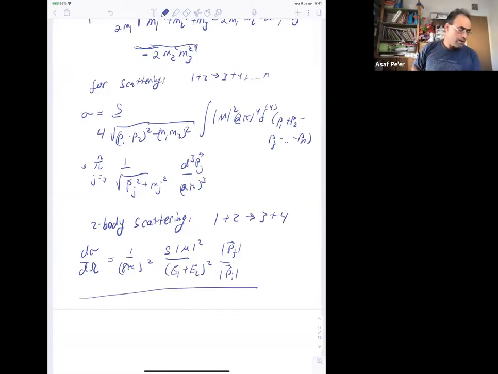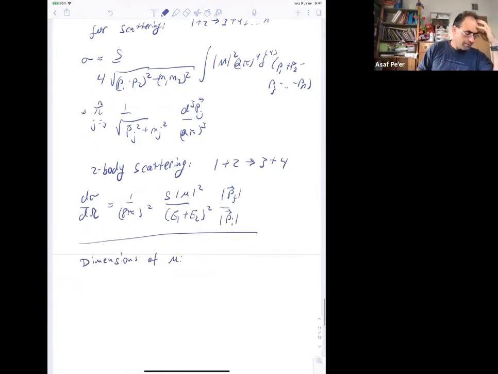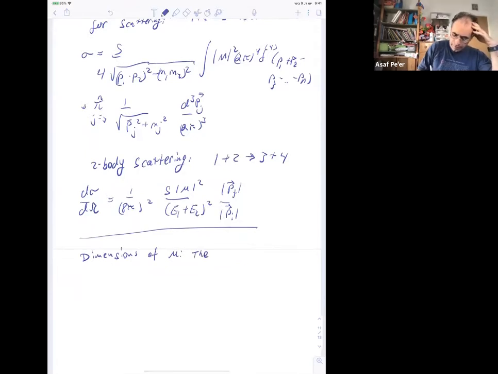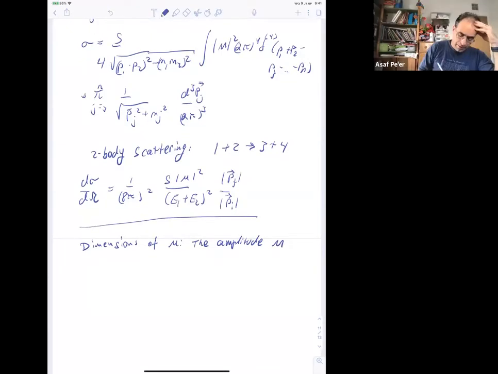Okay, but one thing I want to say before I show you how to calculate it is that this amplitude has somewhat strange dimensions. They depend on the number of particles involved. So just as a comment, the dimension of M: the amplitude M has units that depend on the number of particles involved.